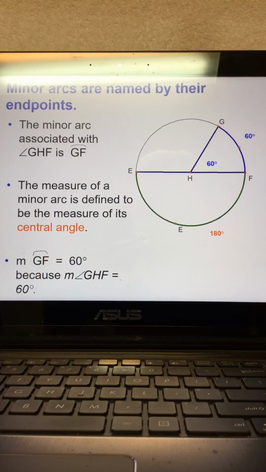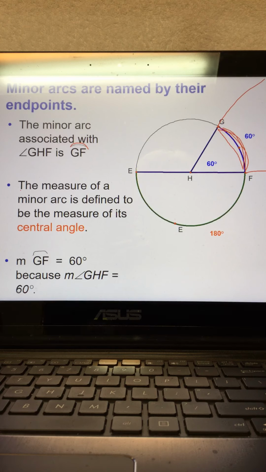All right, it says minor arcs are named by their endpoints. Here is the minor arc that's traveling from G around here to F. That's the minor arc along this path. If I want to name an arc, I put the two endpoints. It started at G, it stopped at F, and you put an arc around it. That's not a straight line, that's an arc, okay? And so this arc is contained within this central angle right here at GHF. This is minor arc GF.